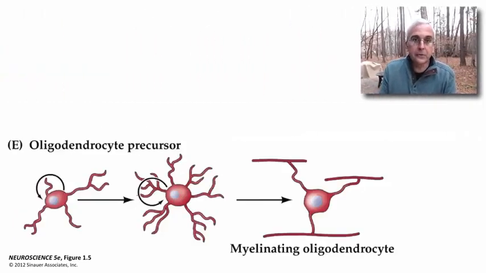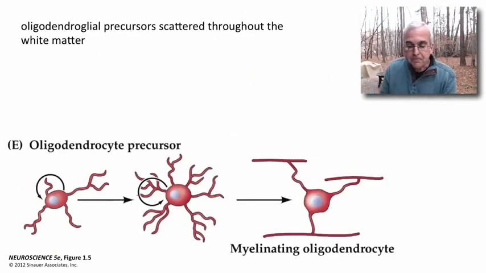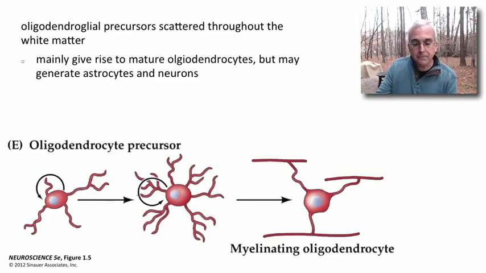Now there's also a glial stem cell that more resembles the oligodendrocyte, and this oligodendrocyte precursor is found scattered throughout the white matter of the central nervous system. And when this cell differentiates, it mainly gives rise to mature oligodendrocytes, although under certain conditions it might give rise to astrocytes and perhaps even neurons.